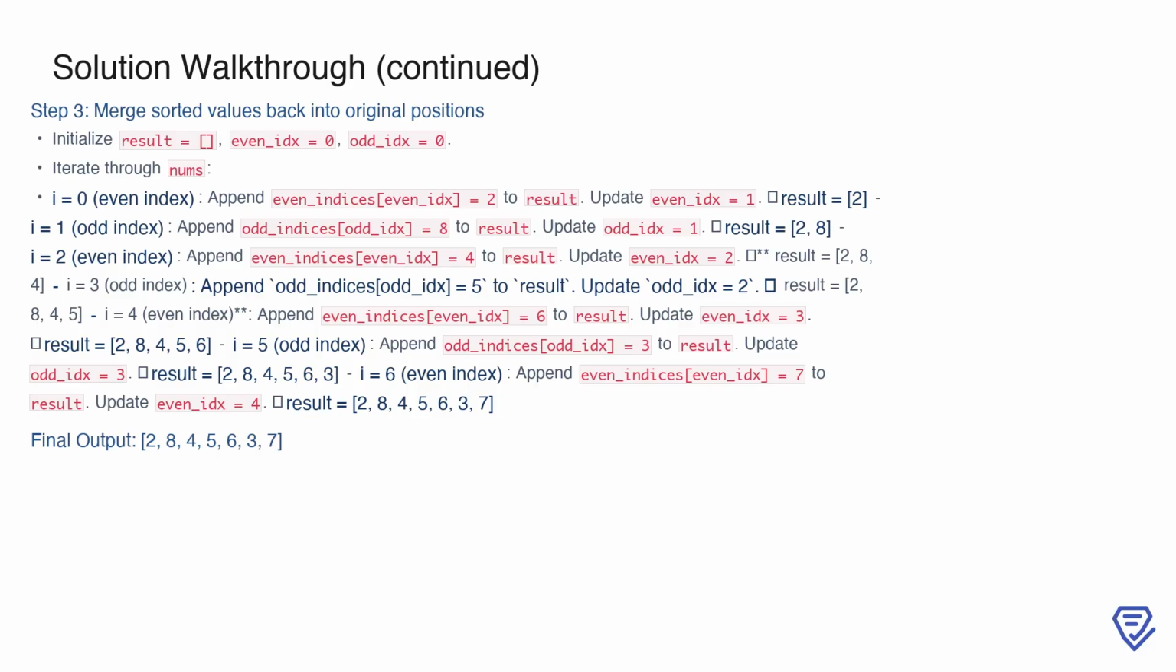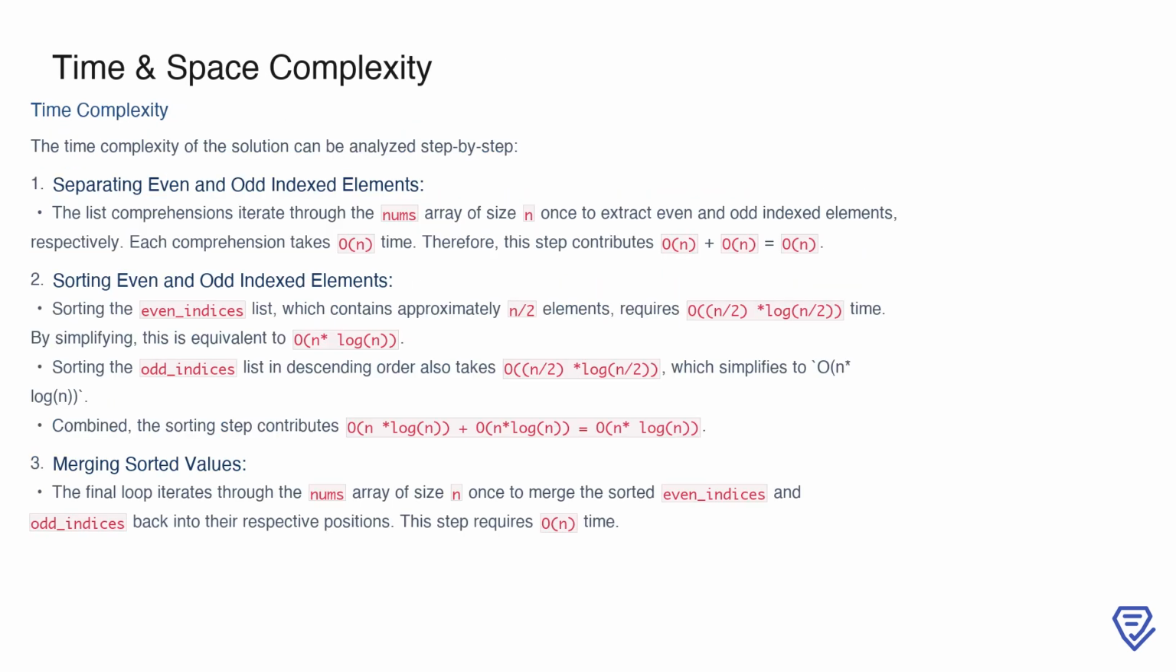For index 2, we append 4, then 5 at index 3, and 6 at index 4. At index 5, we append 3, and finally, at index 6, we append 7. The final merged array is 2, 8, 4, 5, 6, 3, 7, which is the sorted version based on the given rules. To analyze the time complexity of this solution, we can break it down into three main steps.